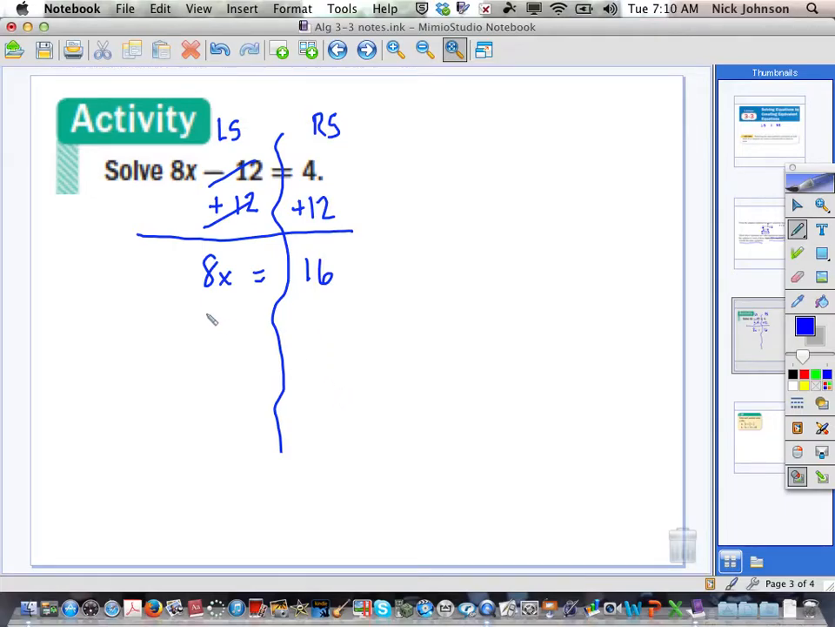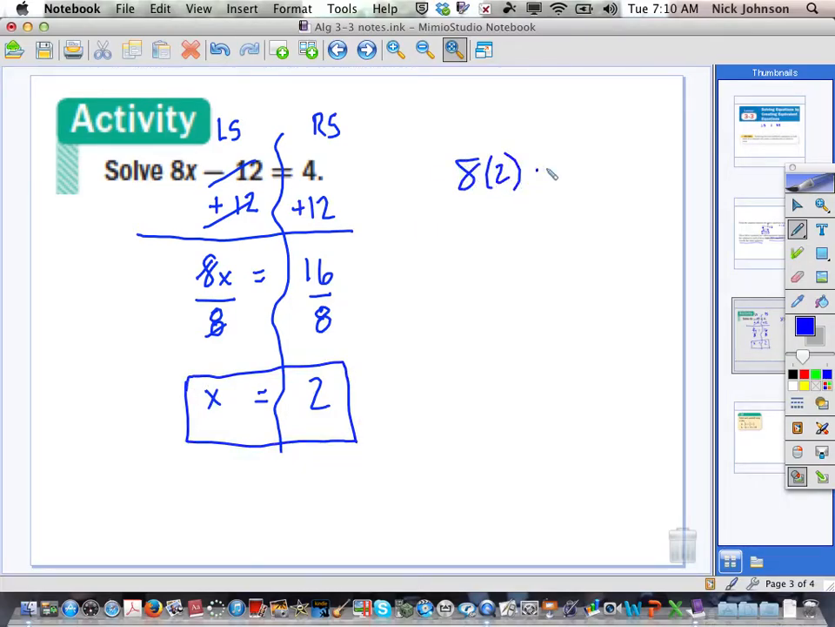Still got to get x by itself. The inverse of multiplying by 8 is dividing by 8. Whatever I do to one side, I have to do to the other. My 8's will divide out, leaves me with x. 16 divided by 8 is 2. So 2 is the solution to my problem. Now, can I check that? 8 times 2 minus 12, does that equal 4? Well, 8 times 2 is 16 minus 12. Does that equal 4? Yeah, 4 equals 4. Yes, it checks out.